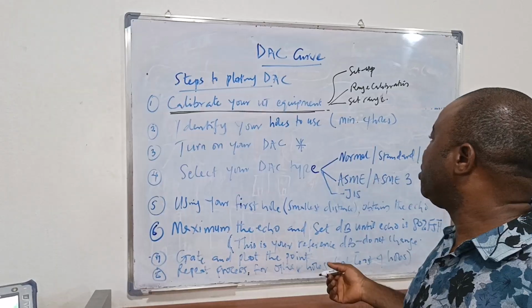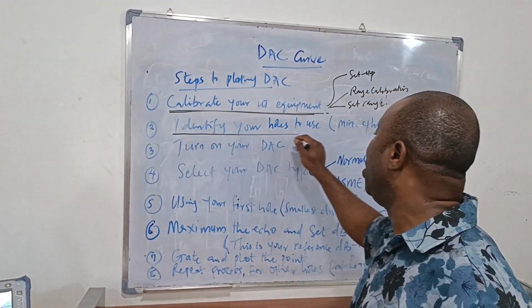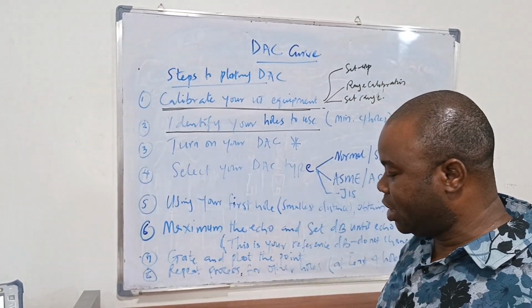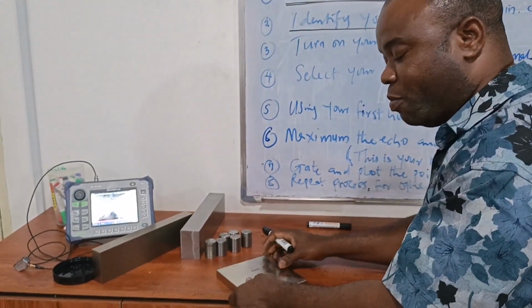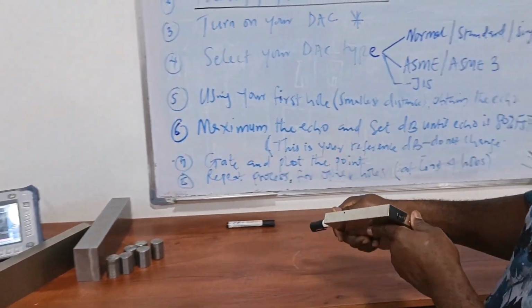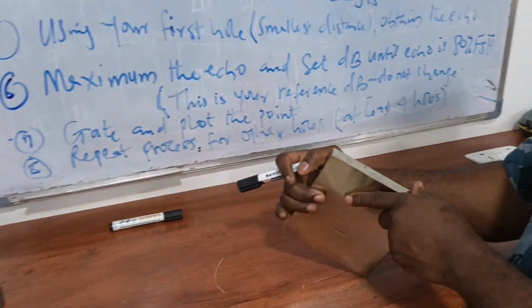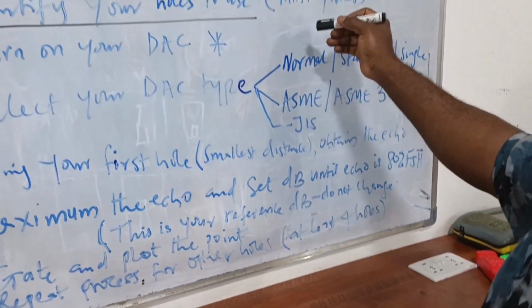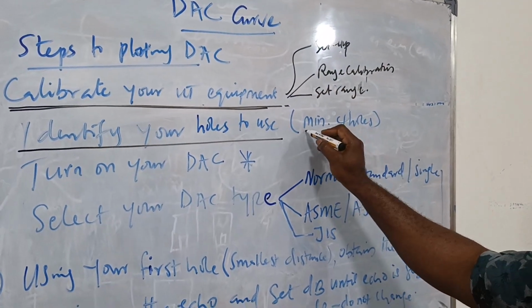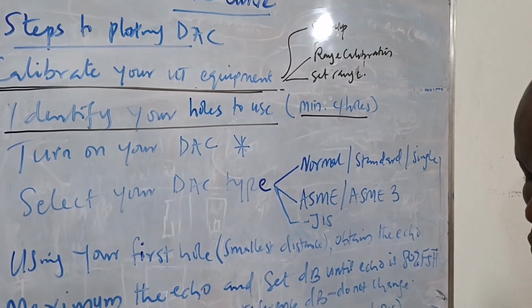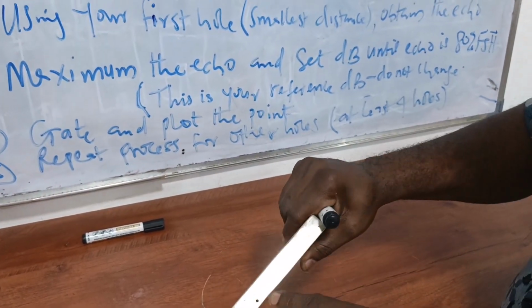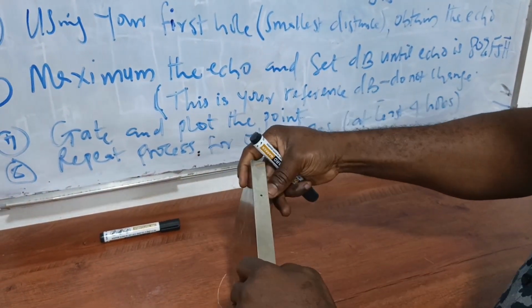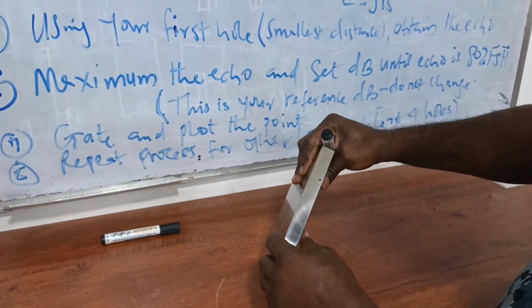Then the second thing to do is to identify the holes you are going to use to plot your DAC. So I have a range of blocks, but I'm going to illustrate with this ASME block. What I said here, you need to use a minimum of 4 holes. So the question is, how many holes do we have on this block? If we count, we have 1, 2, and 3.